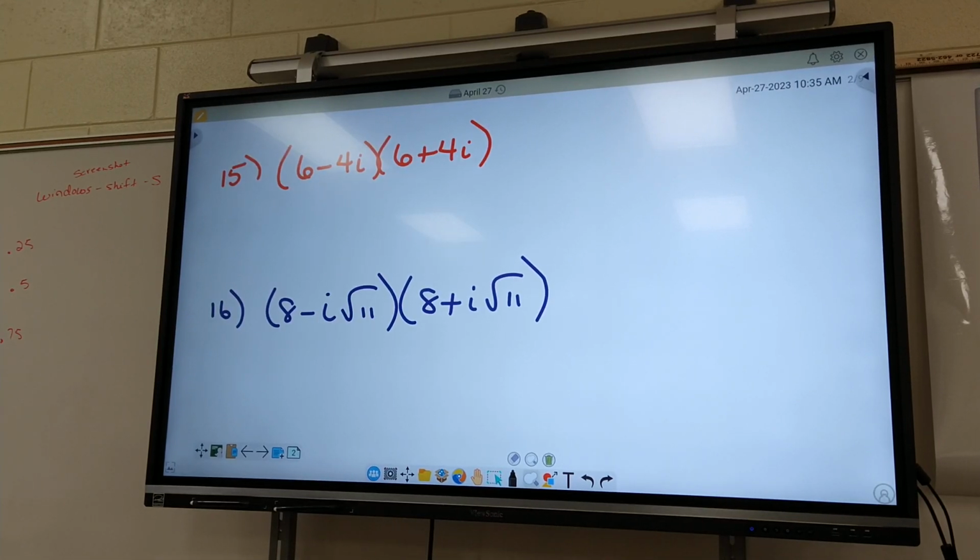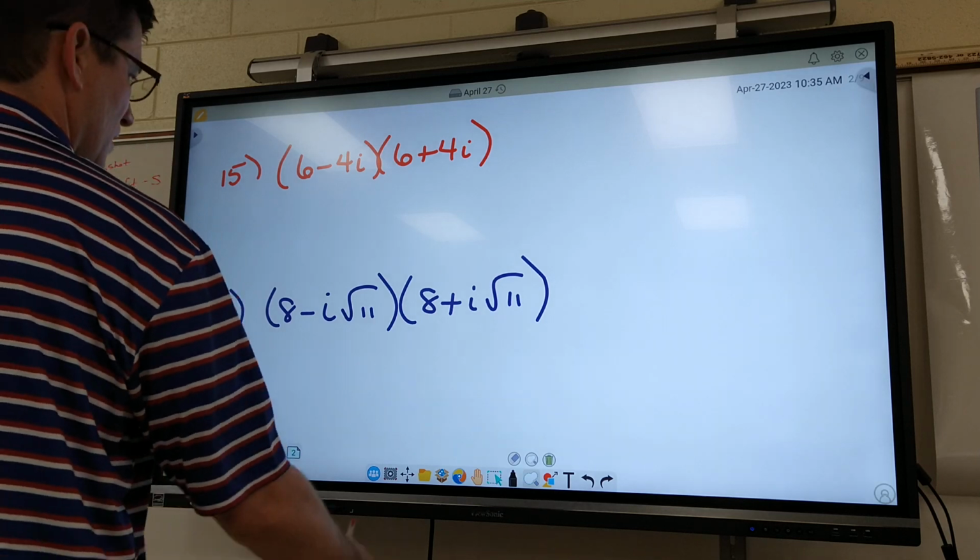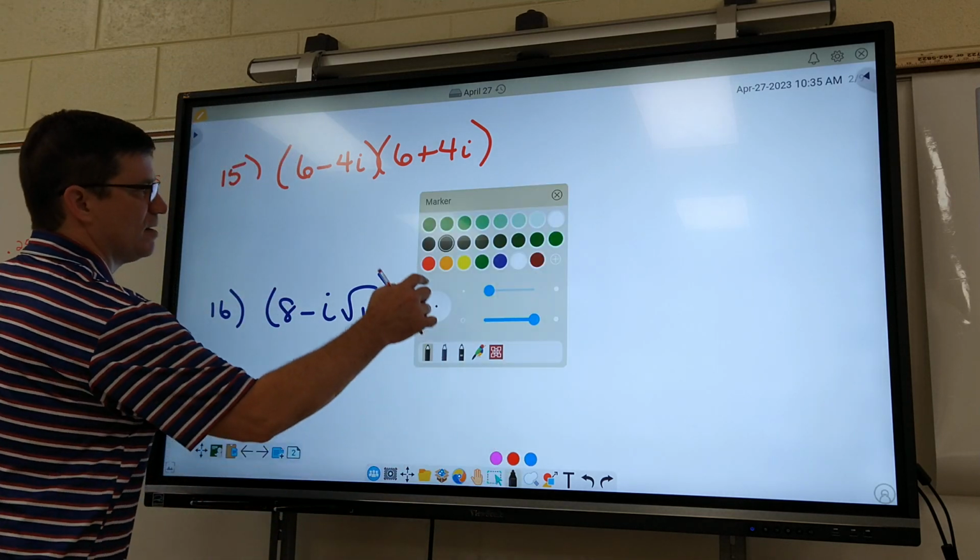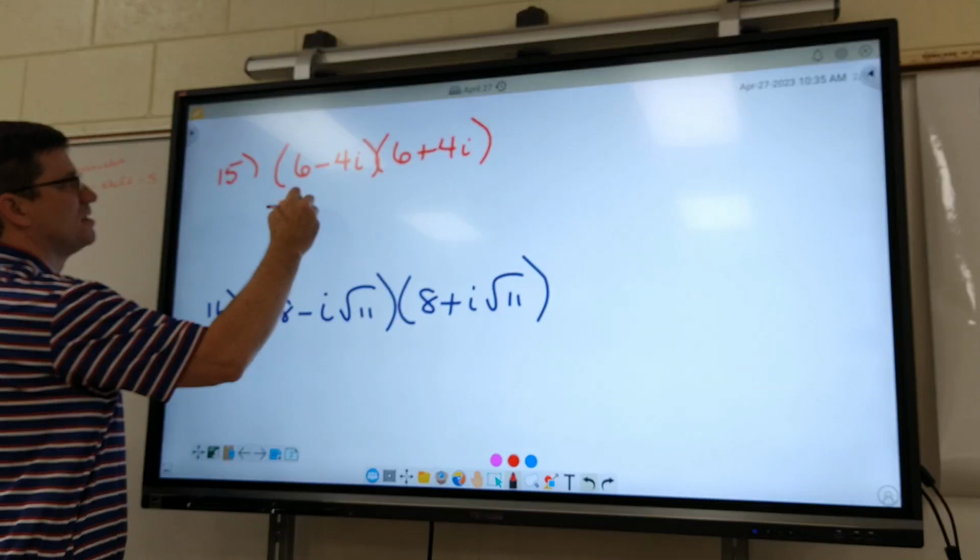All right, is 15 a FOIL method problem? Yep. So go ahead and foil out 15, should be an easy one. I got it. All right, let's multiply it out. We got 6 times 6. Y'all should have 36 there.